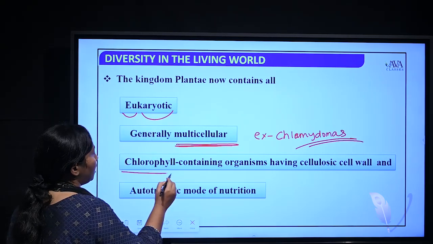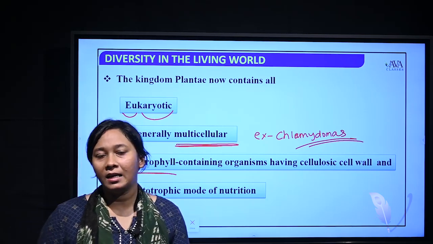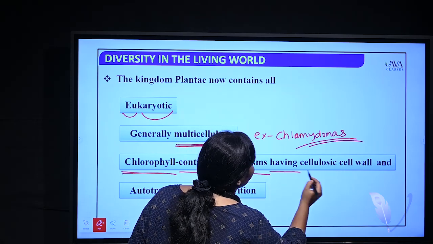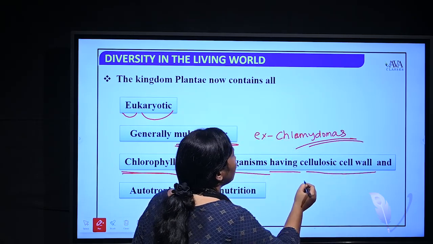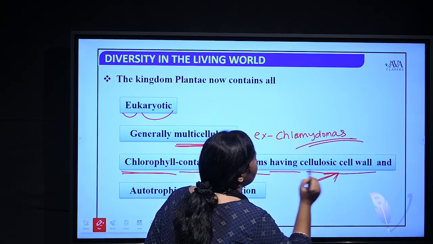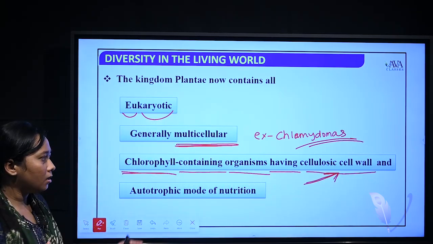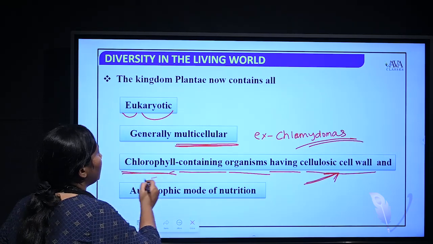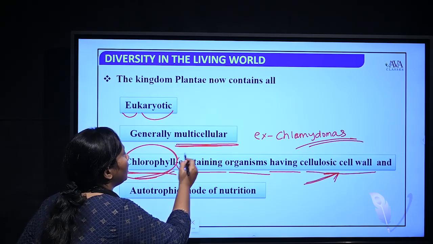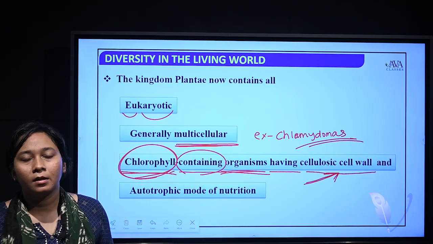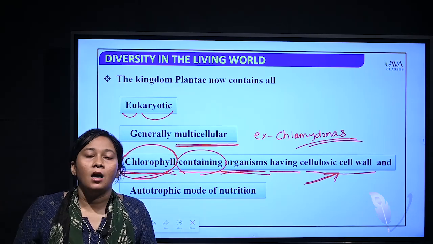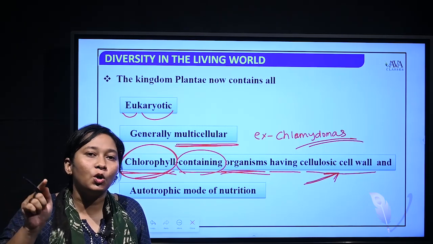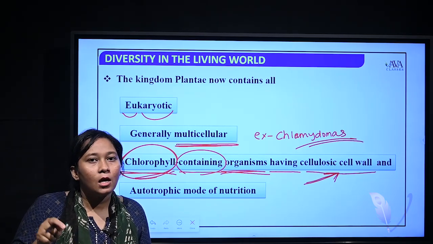Next, another feature of Kingdom Plantae is that they are chlorophyll containing organisms having a cellulosic cell wall. It includes the cell structure, but we will not discuss the cell structure here; we are discussing only the general features. Chlorophyll containing means in their cell we can see a specific photosynthetic organelle, that is the chloroplast.